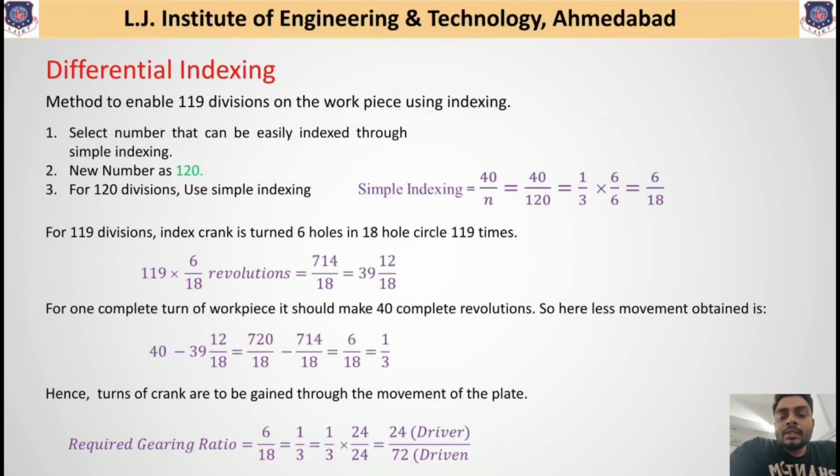So we need to obtain this particular ratio with the standard gears available, and for that we have multiplied numerator and denominator by 24, because 24 number of sets are available as we have discussed in this lecture. So the final gearing ratio that is obtained is 24 divided by 72, as shown over here. This 24 divided by 72 means the driver gear has 24 teeth, whereas the driven gear has 72 teeth.